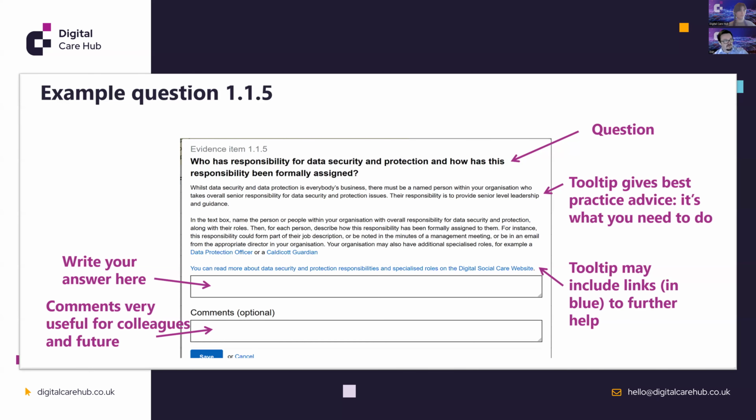And you'll see at the bottom there, there's a little blue link that links off to the Digital Care Hub website where you'll be able to access further guidance about this question. A couple of others, this one in particular has a link off to the Data Protection Officer and the Caldicott Guardian roles, but other questions will obviously have different links in there.